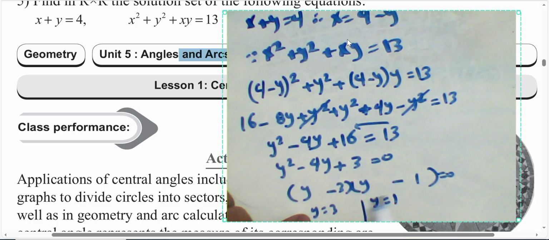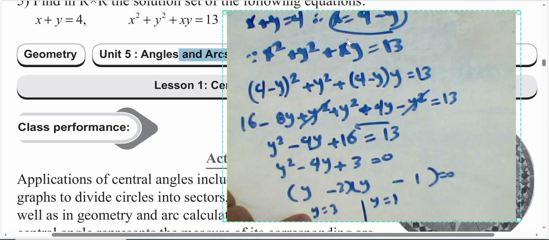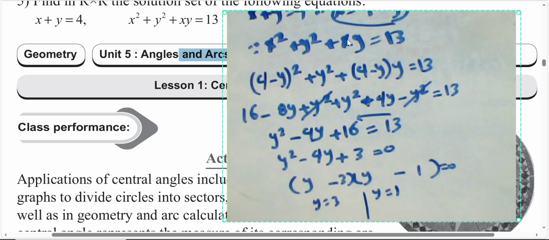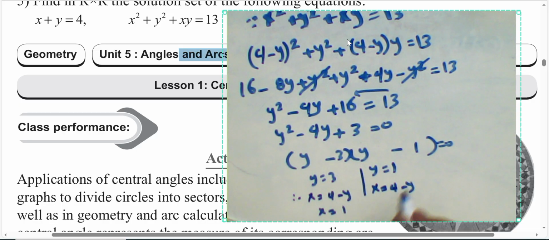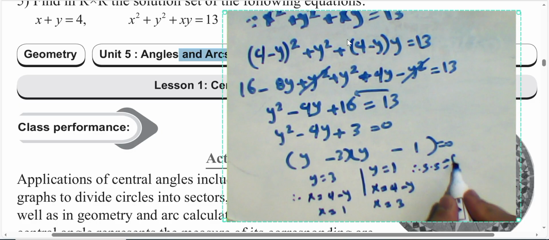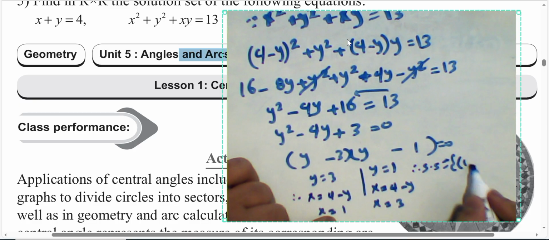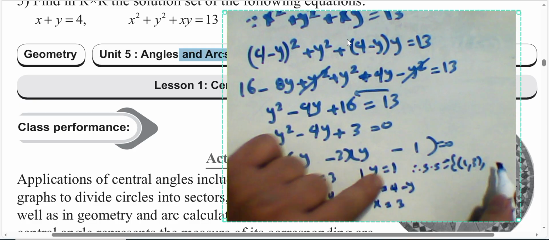And then we can find the value of x here. Look at here, 4 minus y. Then the value of x will be what? When y equal 3, then x will be 4 minus 3, it will be 1. Then x will be 1, and when y equal 1, x equal 4 minus 1, then x equal 3. So the solution set will be the first 1 and 3, and second 3 and 1.